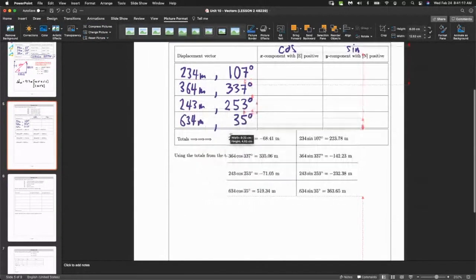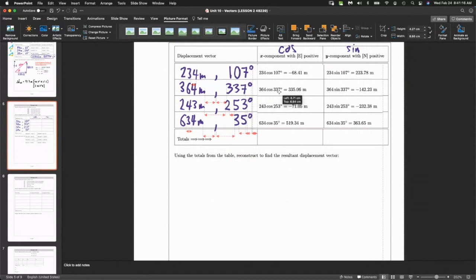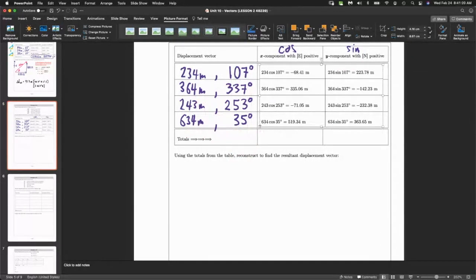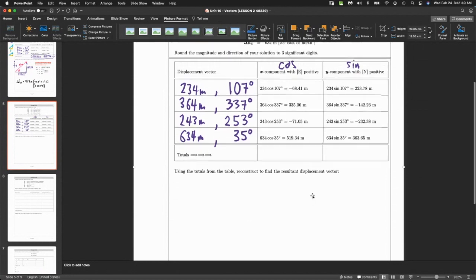If you don't mind, writing it by hand is probably going to waste more time than we have at this point. I think I went a little bit too slow on the first one, but I hope that it was worth the investment. That's good enough. So you see here, I did cos of 107, sine of 107, cos of 337, sine of 337.